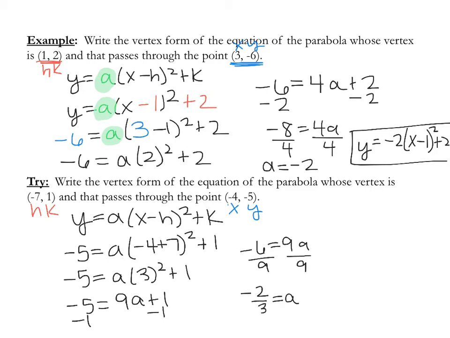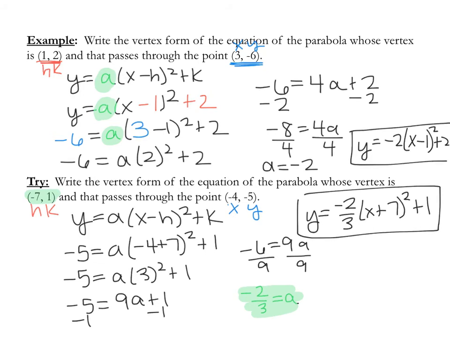Negative 2/3 equals a. And then just make sure, all we're plugging back in when we go to get our answer is you want to plug in a, and then you want to plug in h and k. We're going to leave the y and the x because in order to have an equation to graph, it has to have a y and an x in it. So it's y equals negative 2/3 parentheses x plus 7 squared plus 1. That should be your answer.